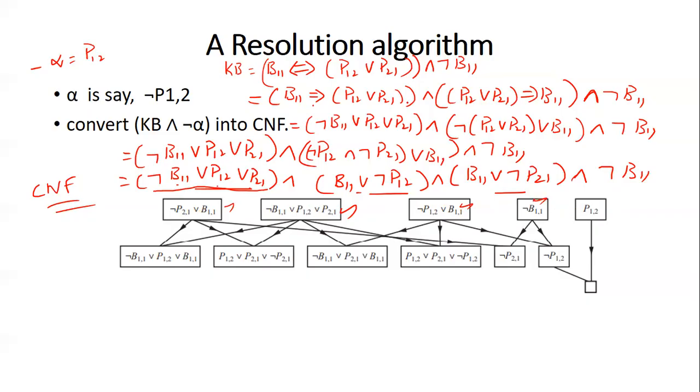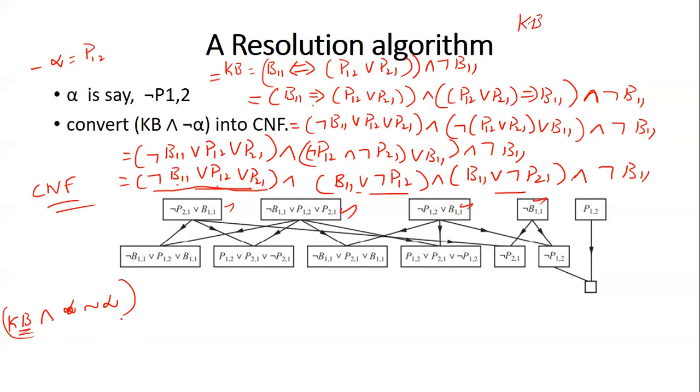So what we want to prove? So this is only for KB. But what we want to prove? We want to prove KB and not alpha is true. Right? So this KB, we have converted to conjunctive normal form. Right?